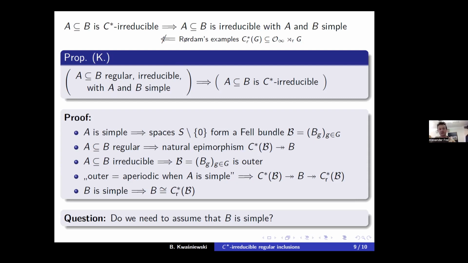But do you have an intermediate algebra that cannot be the section algebra for a Fell bundle restricted to a subgroup? So this is related to Amrutam's work. I don't have a slide for this, but he also considers these inclusions, which are C-star irreducible, and then I know, but then they are crossed products.